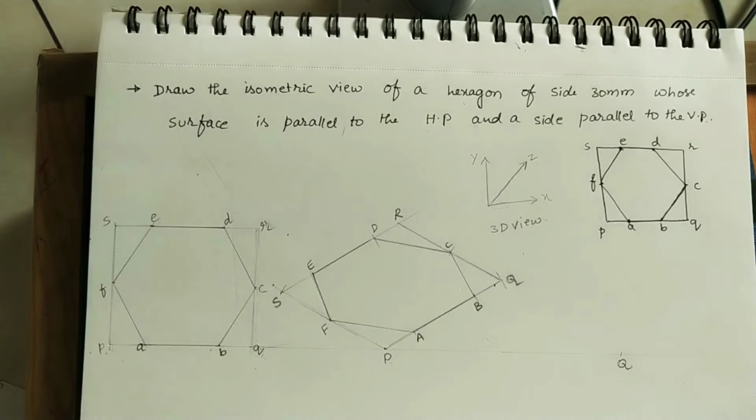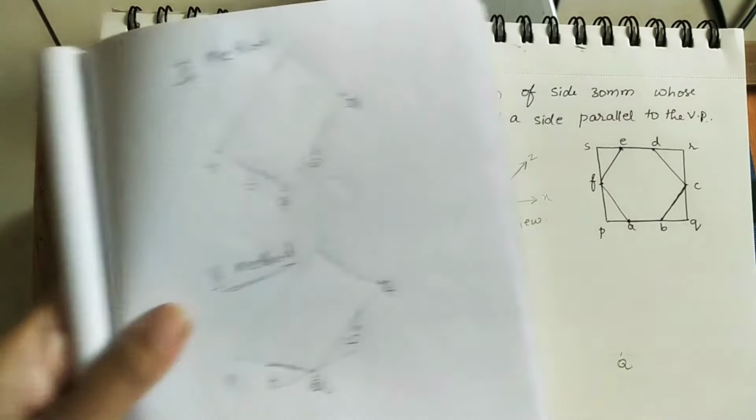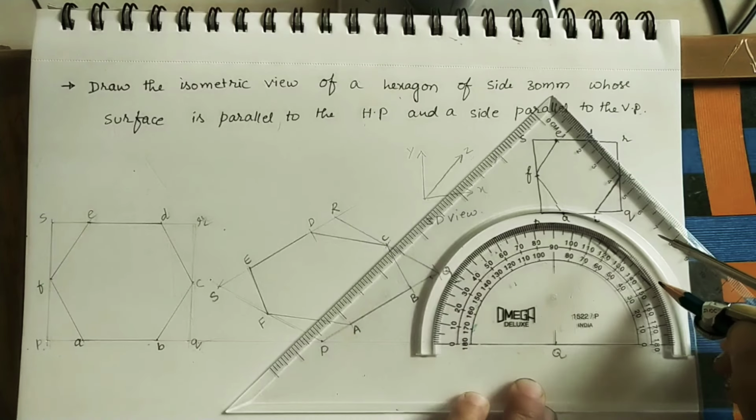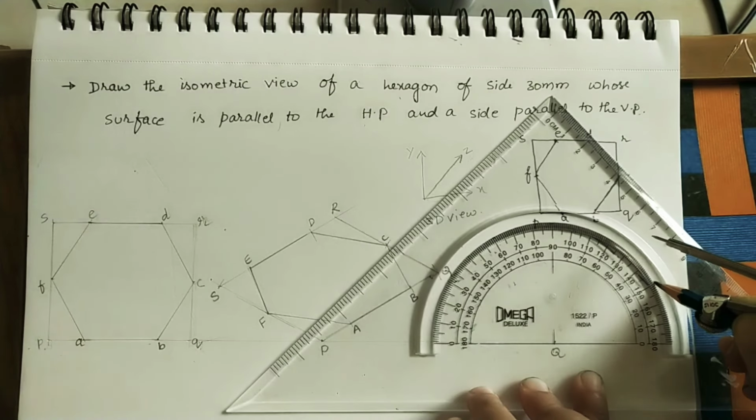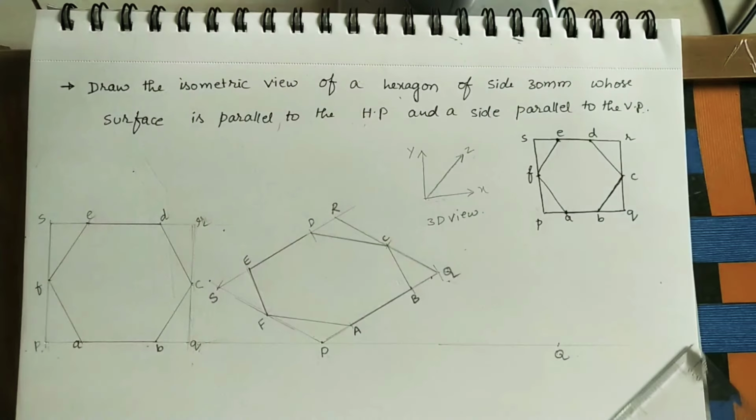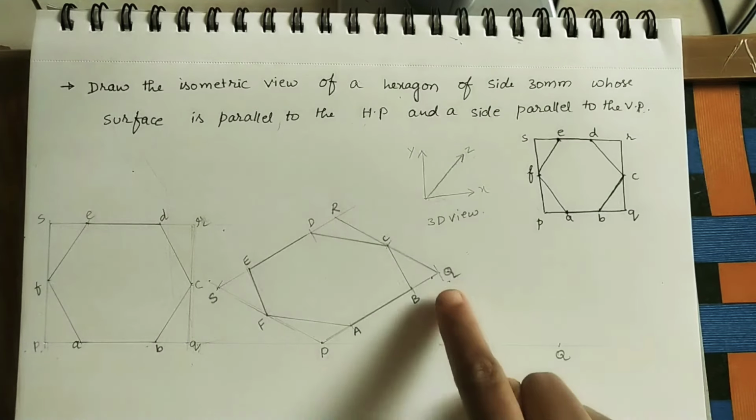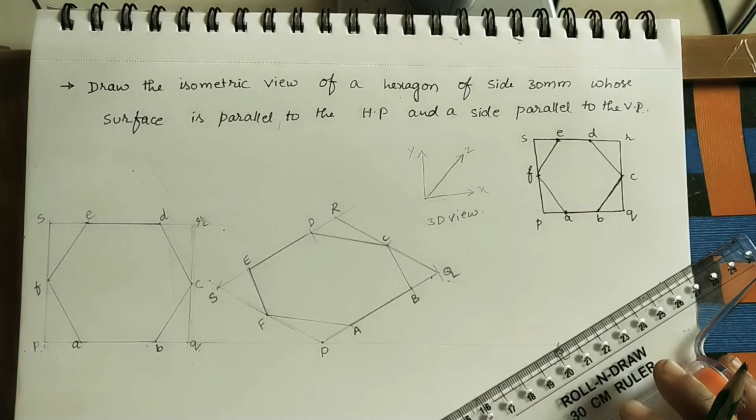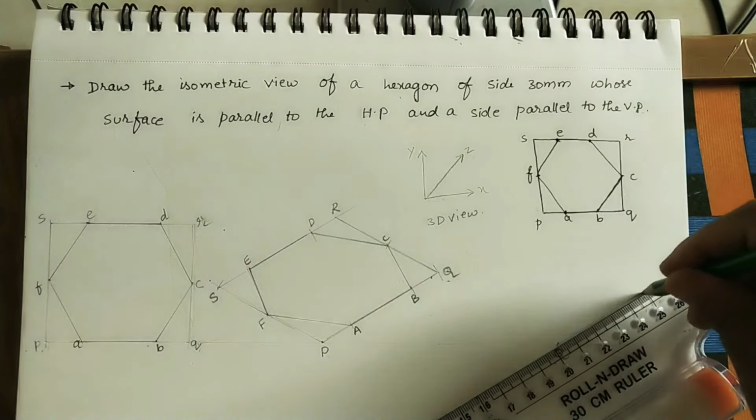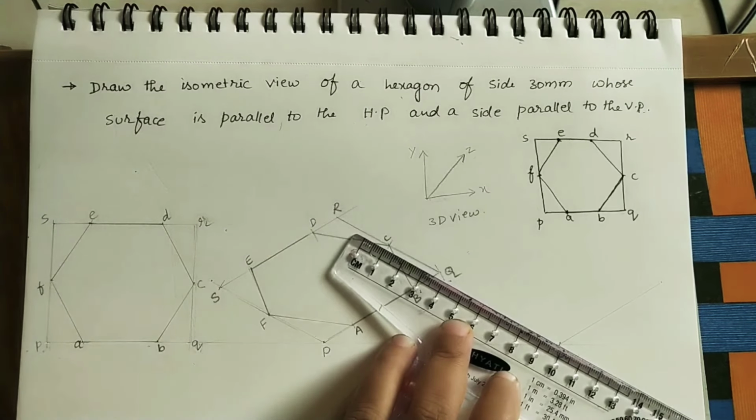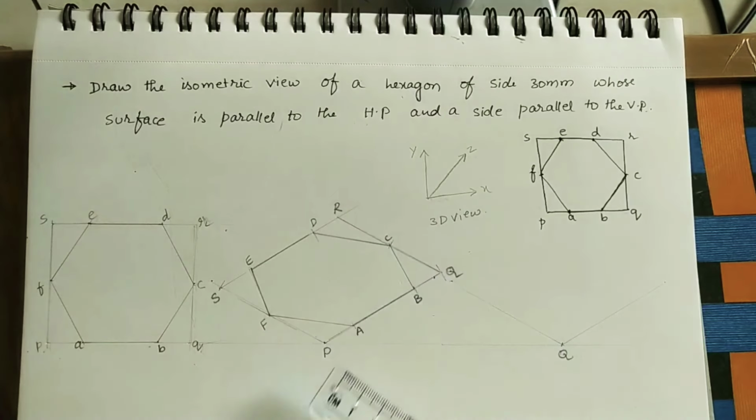Now at Q, do the 30 degrees lines. This side 30 and this side 30 degrees. Now join these 2 points to Q. Do some length. Here also do some length. Okay, so here Q is the initial point.